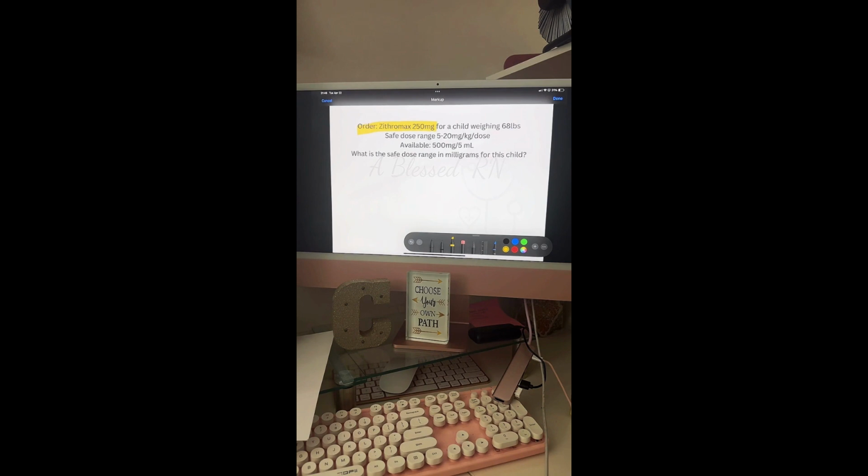Don't touch it. That is not what you want to do in safe dose range problems. So it tells you that the safe dose range is this. That means that is what's safe that they can get of that medicine. The available amount is this. So this is the actual medicine that you want to give the patient. So what is the question asking for? It is asking for the safe dose range in milligrams for this child.